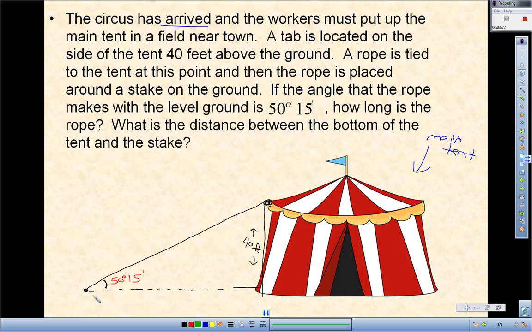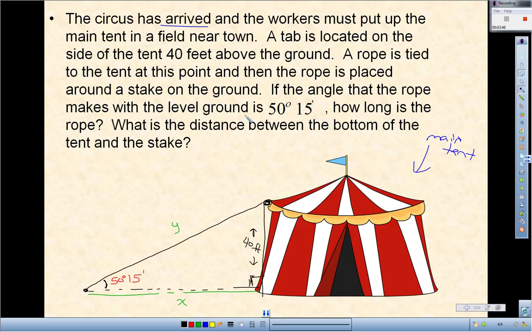Alright, so remember, this is the distance on the ground right here. I'm just going to call this X, and then this would be the distance of the rope. So I'm just going to call that Y. It says how long is the rope, and what is the distance between the bottom of the tent and the stake? Now it doesn't look like it, but this is a right triangle because this forms a right angle perpendicular with the ground. But the issue with this problem is that we haven't worked with minutes, so I'm not really sure how we're going to type this into the calculator.